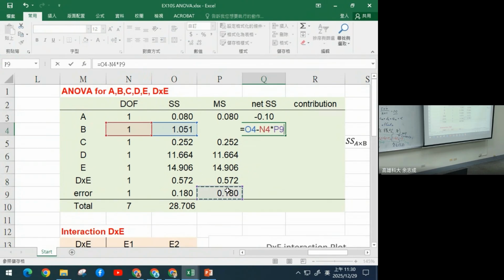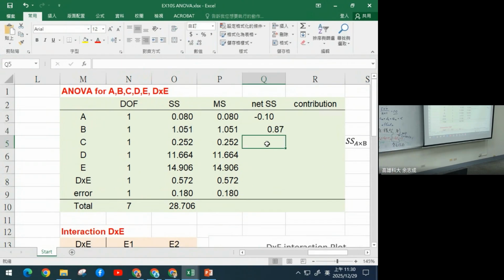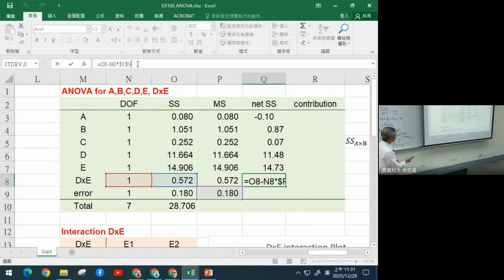In order to use the equation, I will just use the dollar sign to fix this mean sum of square, okay? Because this mean sum of square will be the same. So if I fix it, I can copy this equation downward. Enter. And copy this equation downward. Copy, and paste. And we can double check for the interaction. The net sum square will be the original sum square minus the degree of freedom multiplied by the mean sum of square.